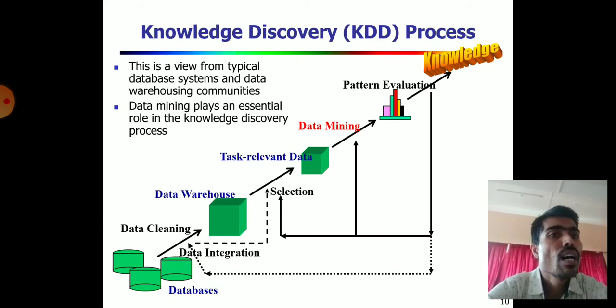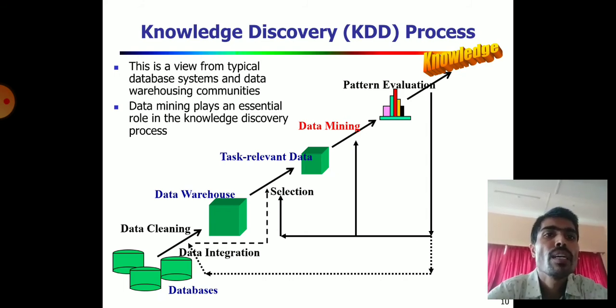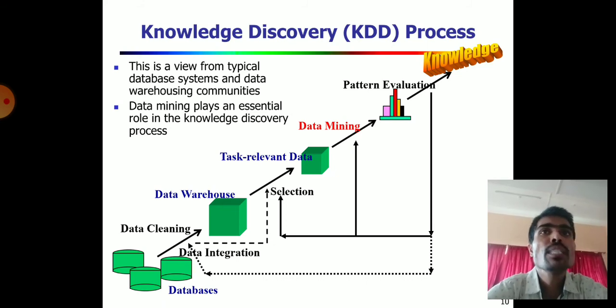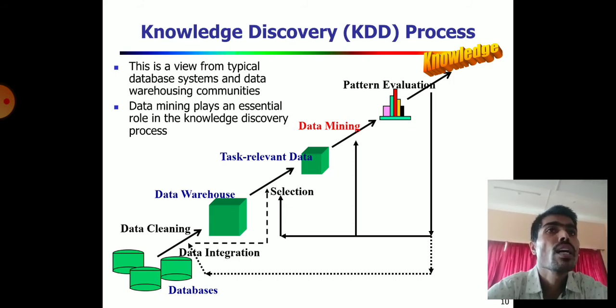In the given diagram we see the steps one by one: from data integration and data cleaning, from the databases to the data warehouse, then task-relevant data, data mining, then pattern evaluation, and then we extract the knowledge from that data. So the first thing in the knowledge discovery process is developing an understanding of the application domain, the relevant prior knowledge and the goal of the end user. This is the first step that we have to consider while extracting, integrating or cleaning the databases.